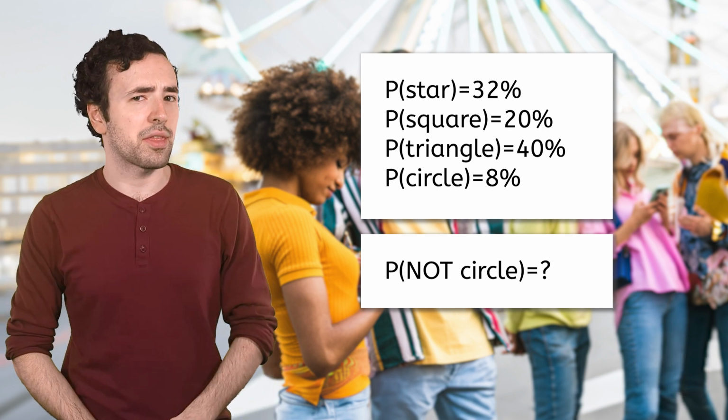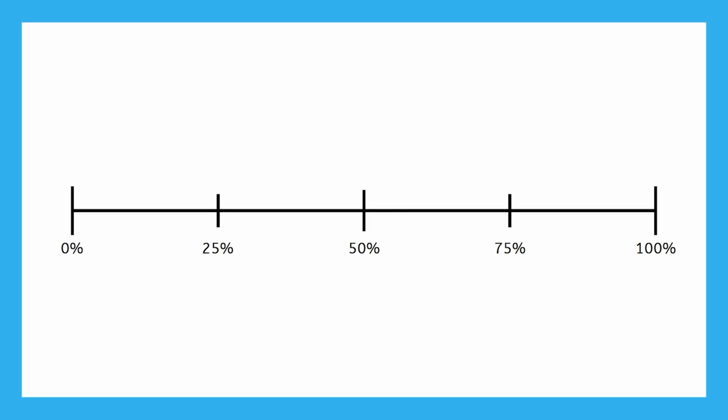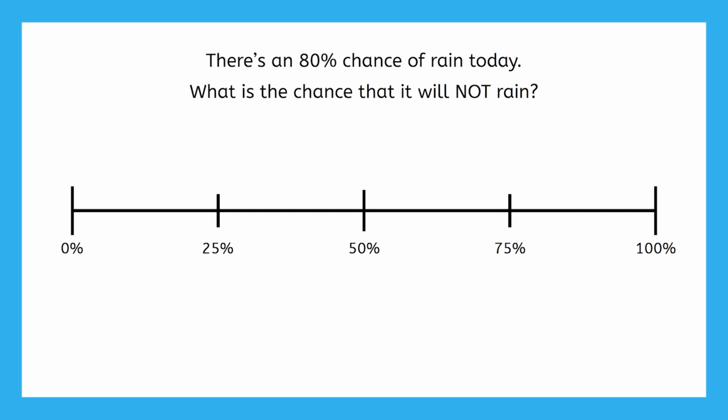Let's talk through this together. Remember, the probability scale goes from 0 to 100%. Before we go over the probability of not getting a circle duck, let's talk through something that may feel more familiar. Imagine that there's an 80% chance of rain today. What does that mean the chance is that it will not rain?